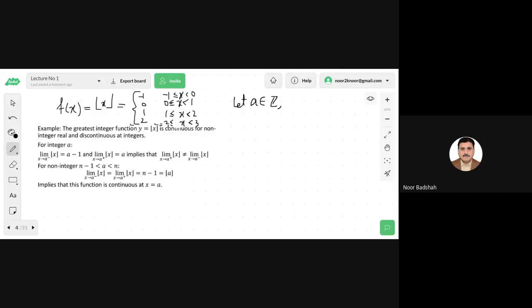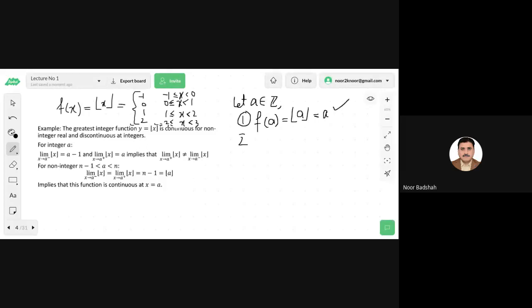Condition number 1 is very straightforward. You would find f of a, whatever a is, it's an integer. So greatest integer value gives you the same thing. If a is 0, f of 0 is 0. If a is minus 1, it is minus 1. If it is 1, it is 1. If it is 2, it is 2. So f of a is equal to a. That is defined.